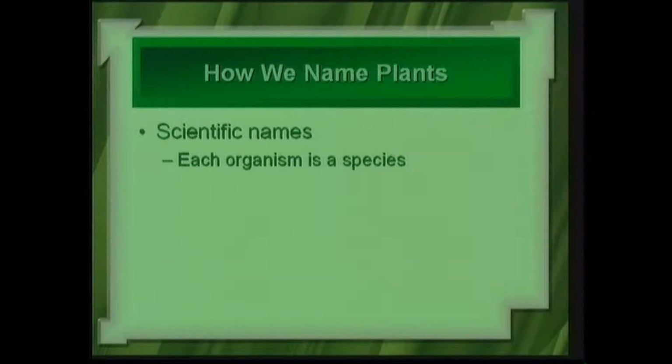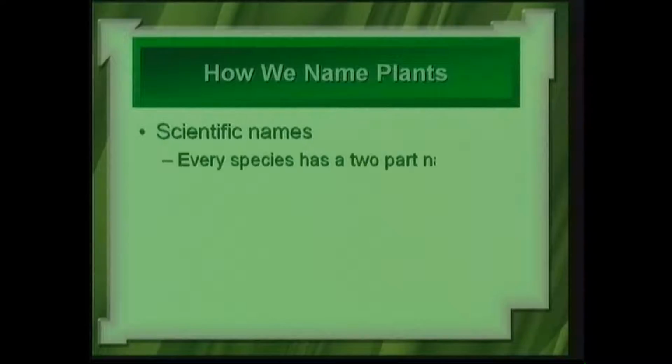Anyway, in terms of scientific names, each kind of organism is referred to as a species. Each type of organism, and its near relatives that it can pretty much breed with, is considered a species. Some botanists group species that are similar to each other into another group called a genus. And the plural for genus is genera.